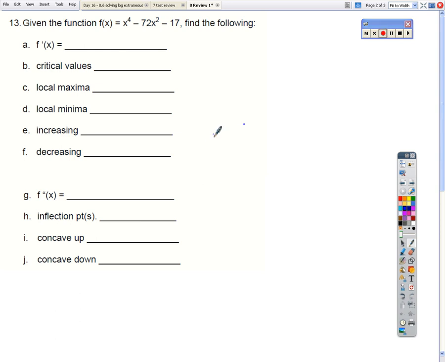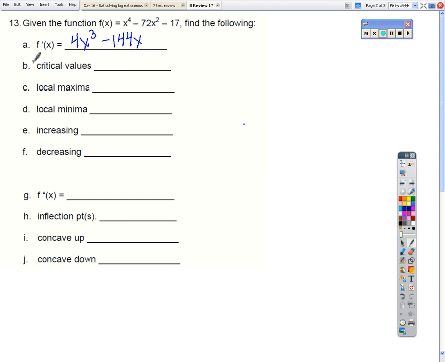Okay, so to find the critical points, first we need f prime of x. We're going to use the power rule. So the exponent comes down and reduces by 1. 72 times 2 is 144.